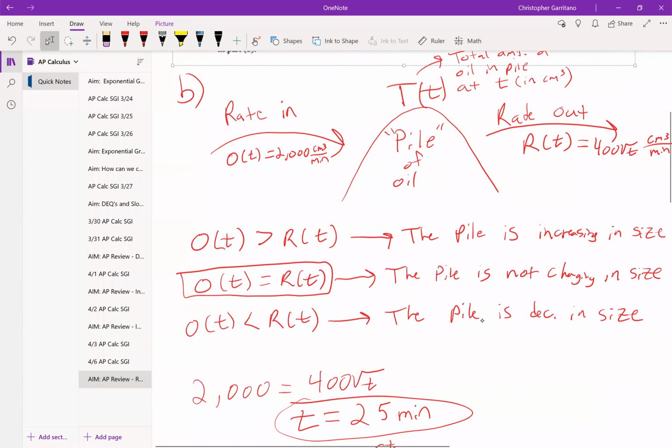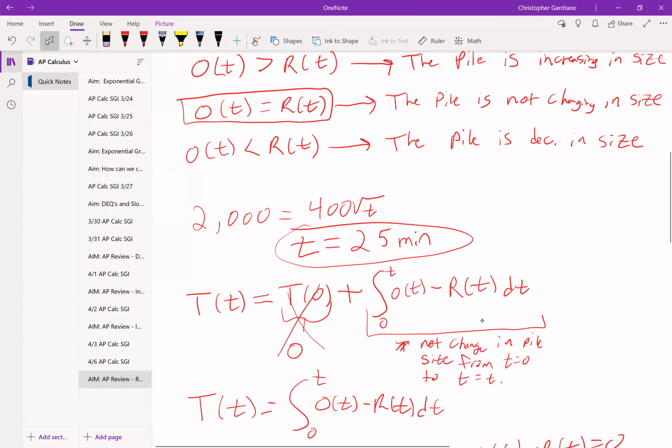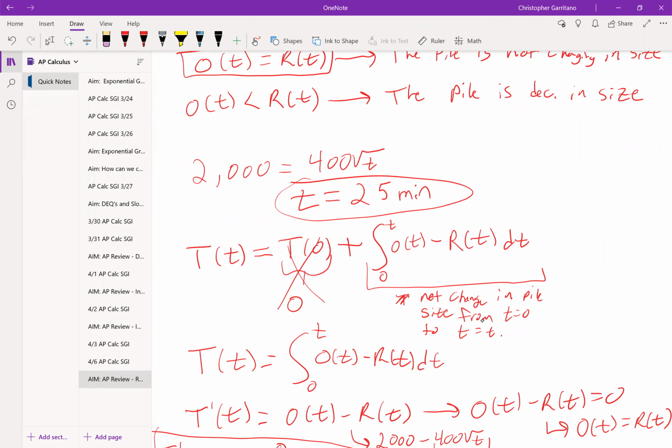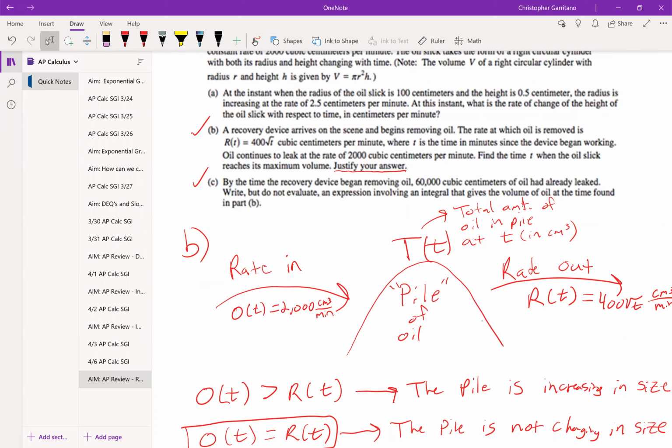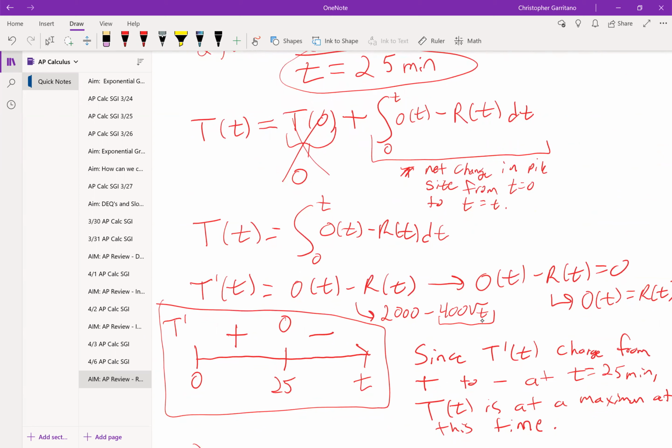All right, so I just want to point out that the assumption that I was making before, that T of 0 equals 0, is not 100% correct. We're told by the time the device actually starts working, so when the rate in and rate out are both in effect, there is 60,000 cubic centimeters of oil. So really this is 60,000 cubic centimeters. And so big T of t, the total amount of oil at any time t, would be found by taking 60,000 plus this integral.